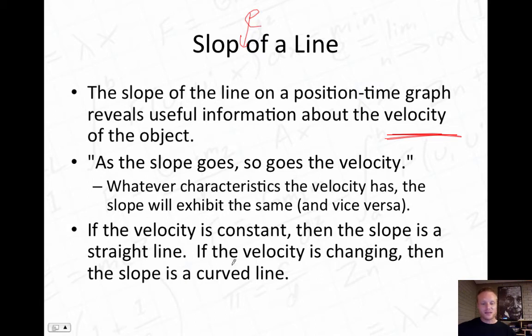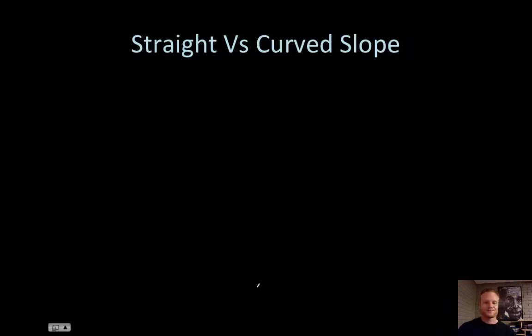And now this is the new piece we're adding in, and I'll show you examples of this as we go. If the velocity is changing, so let's say there's a change in the velocity, like it starts off at 3 meters per second and then it drops down to 1 meter per second, then the slope is now a curved line. It actually starts to be a curved line. It's no longer straight because it's not a constant velocity anymore.